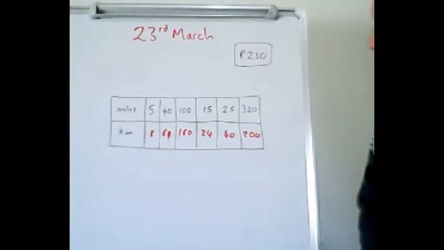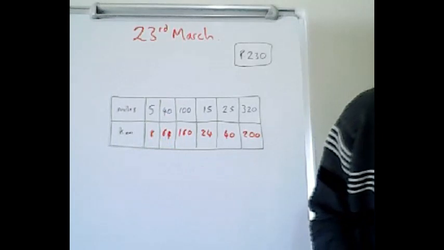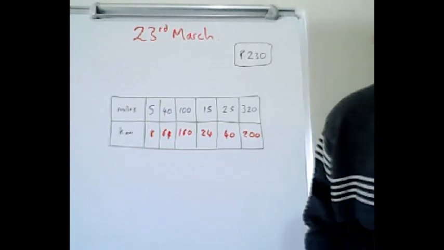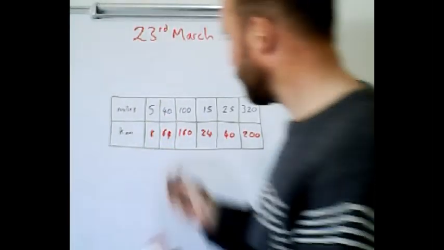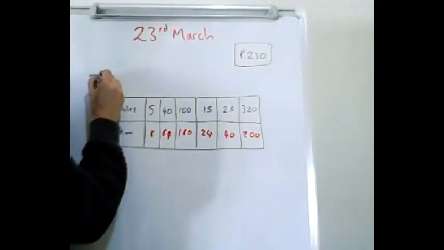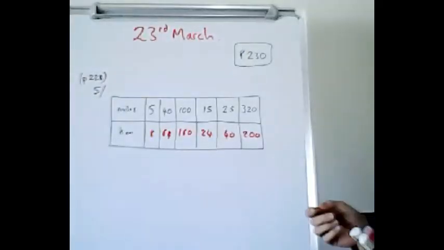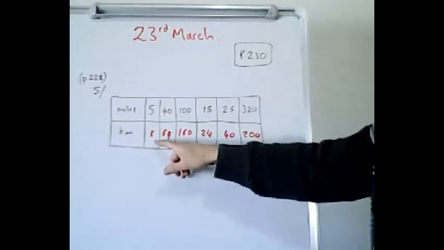Okay, so here's our table on the screen here. This was on page 228, question 5. It might be page 229, but I don't remember. Anyway, doesn't matter. We're looking at miles at the top and kilometres on the bottom.